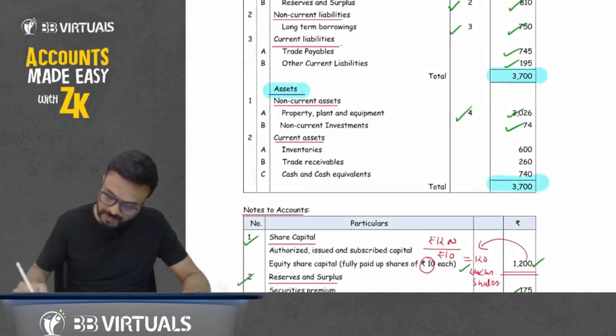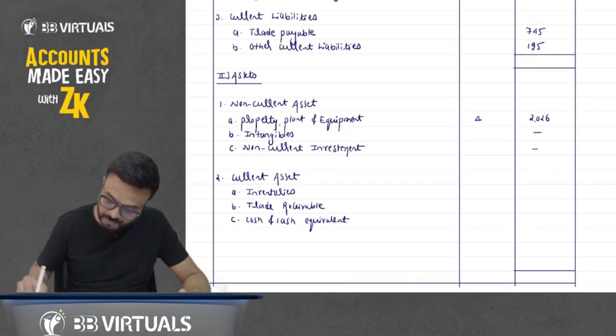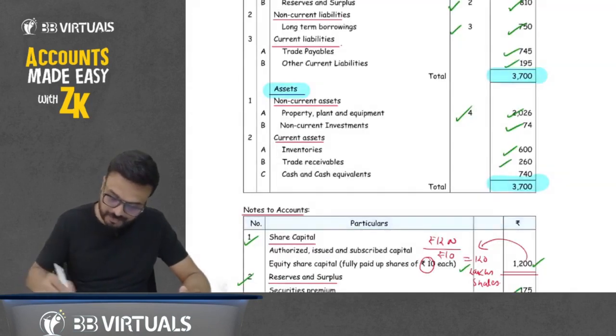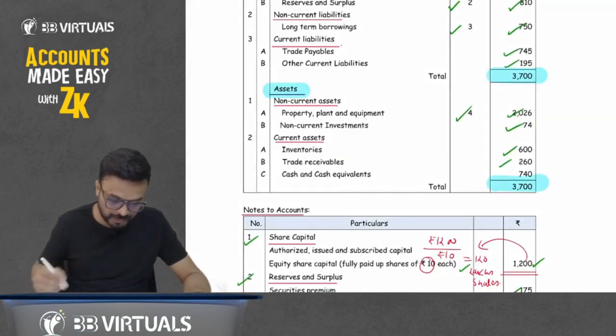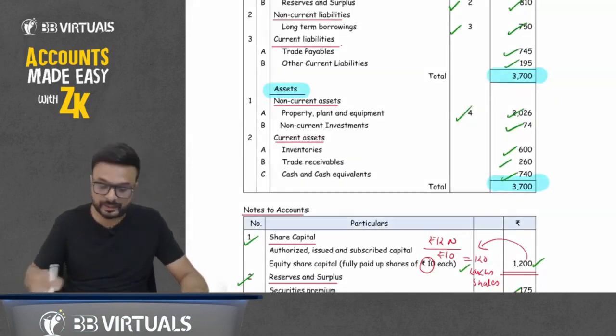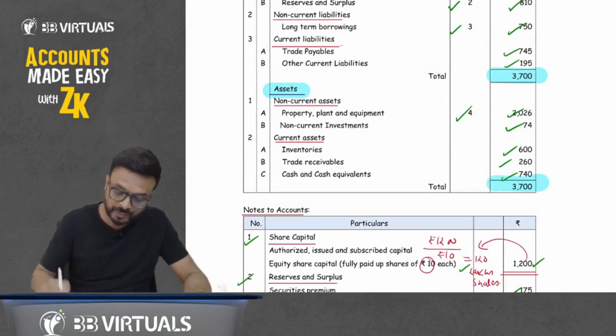Now inventories we have 600 as it is. There is no change in inventories. So 600. Then we have trade receivable. No change in trade receivable, 260. There is a change in cash equivalent, 740 it is. So write 740.